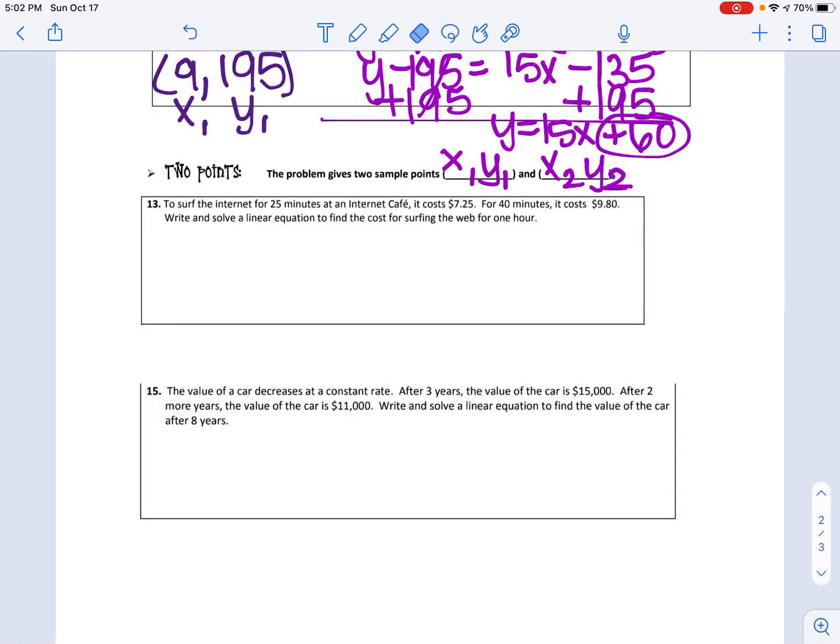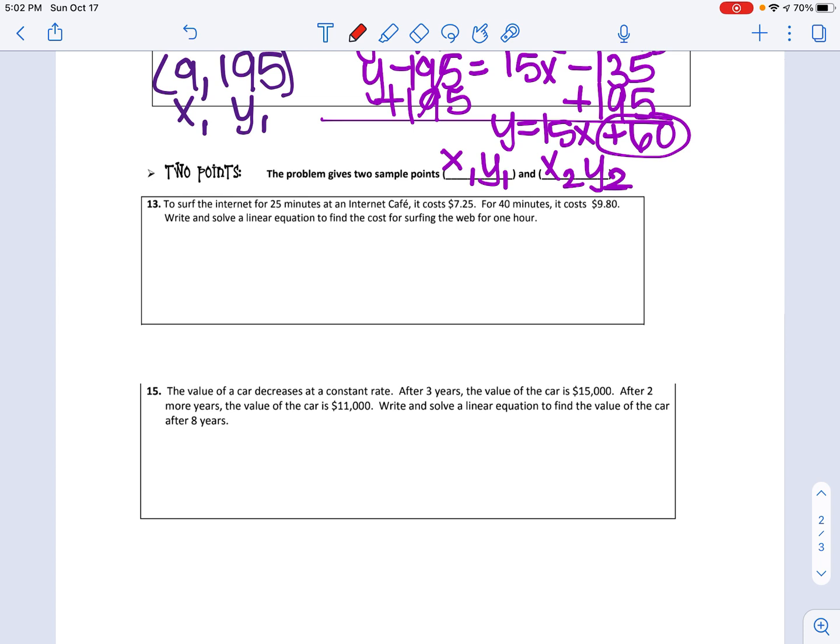Okay, so the last type of word problem that we're going to be solving is when they give you two sample points, and we're going to call those two points x1, y1, and x2, y2. So this next example says, to surf the internet for 25 minutes at an internet cafe, it costs $7.25. For 40 minutes, it costs $9.80. Write and solve a linear equation to find the cost of surfing the web for 1 hour.